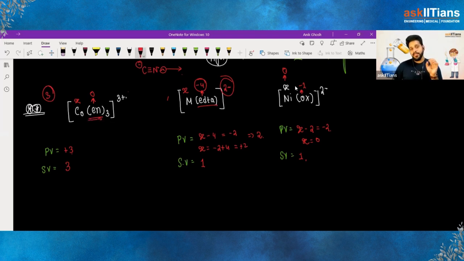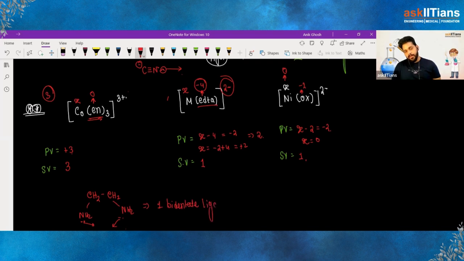Ethylene diamine. What is the structure, guys? CH2, CH2, NH2, NH2. That means one molecule has two donor sites. That means one molecule is equivalent to two ammonia, isn't it? So one ligand is equivalent to one bidentate ligand. Bidentate ligand. Can I not say that it is equivalent to two monodentate ligands? I can, na? So as a result, guys, 3 ethylene diamines has a secondary valency of 3, 1, each of them are bidentate, so total is 6.